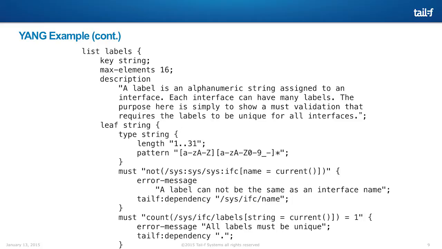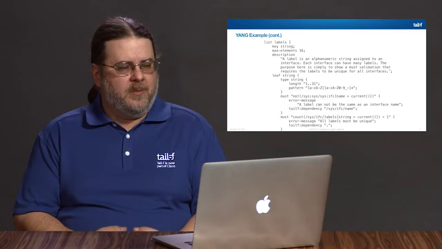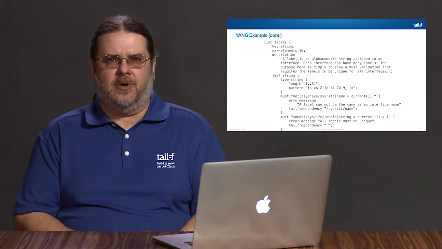One of the first things many people will ask when they look at Yang is, why Yang? Why did we invent it? Why didn't we just use something that exists? Well, a key thing here is Yang not only describes the syntax of the data, its organization and its types, it gets into the semantic world, and you can describe semantic relationships between data using Yang. The must statement is one of those key areas.